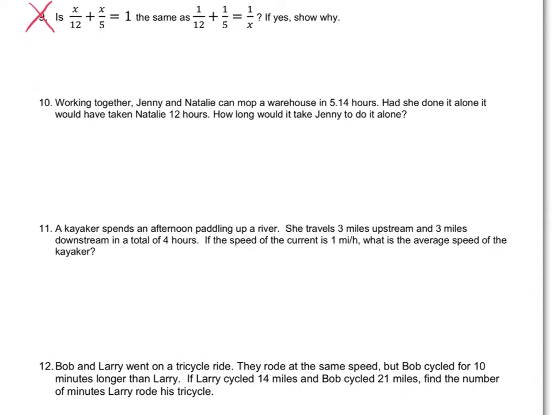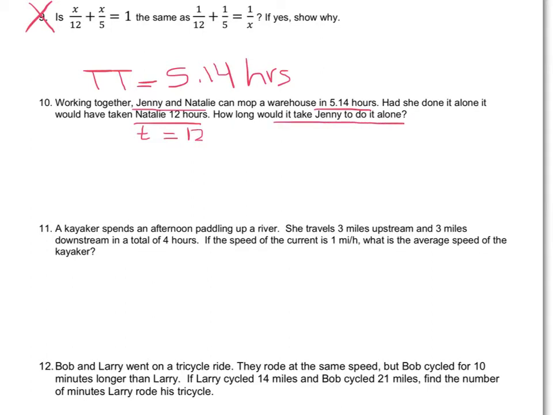So let's just disregard 9 and also disregard number 8. Now we're going to move on to number 10. Working together, Jenny and Natalie can mop this warehouse in 5.14 hours. So TT is 5.14, which is the time together. Hours, don't forget the units. Had she done it alone, it would have taken Natalie 12 hours. So Natalie, this is the first person, it takes her 12 hours.